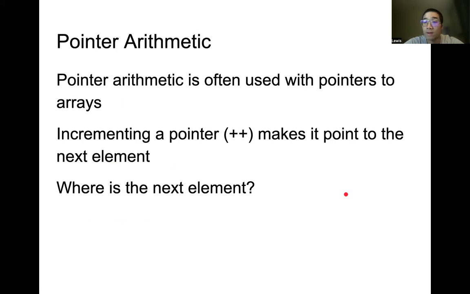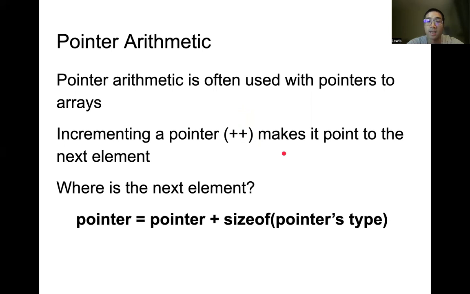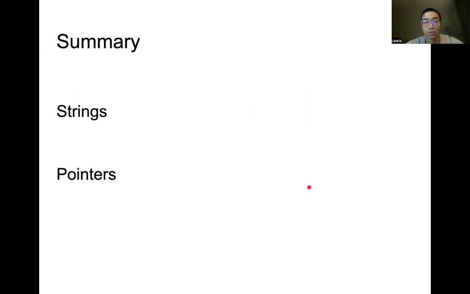Then once we have this idea of a pointer, which is just an address, we can do arithmetic on it. When we say plus plus, it moves the pointer to the next element. But now you might ask, how do I know what the next element is? The idea is to remember that the pointer has a type. So the next element simply moves by the size of the type, the size of your data structure.